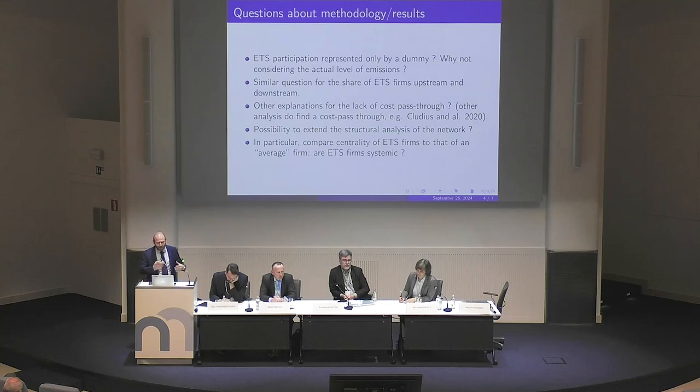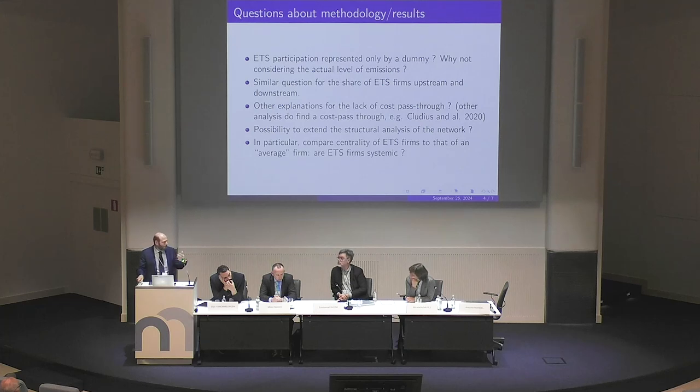Then, if I maybe overinterpret the set of results you presented, there are possible stories. Maybe there's a story about things specific to Belgium, because there is some literature about cost pass-through, and in other settings you find it. Or when I see all the pieces of what you've done together, one scenario is that there was already some anticipation from the downstream side, so that the network was structured in such a way that you couldn't pass the cost through, or this type of effect, right?